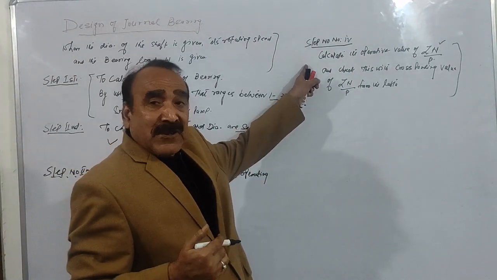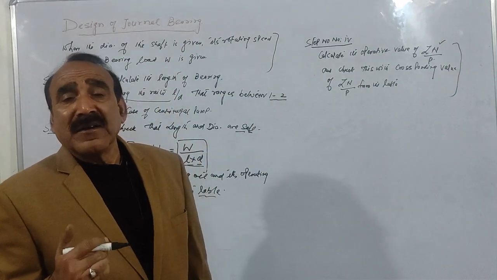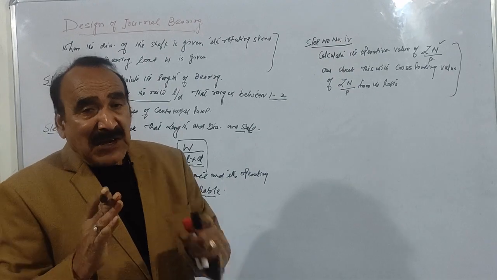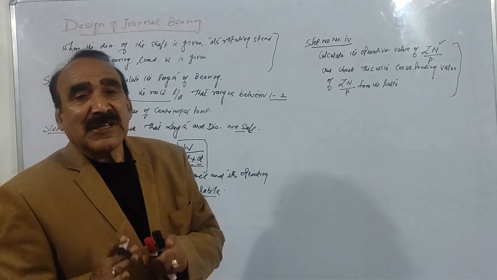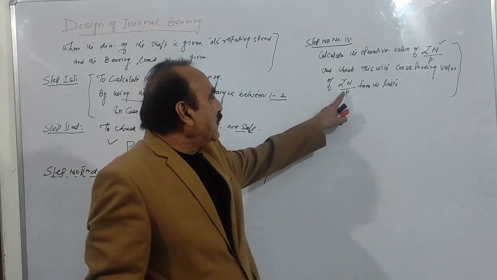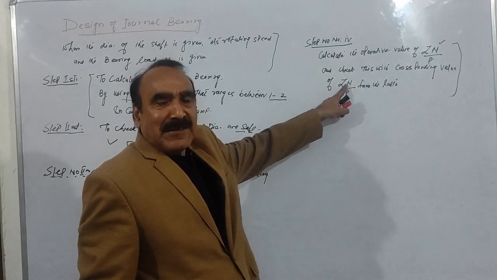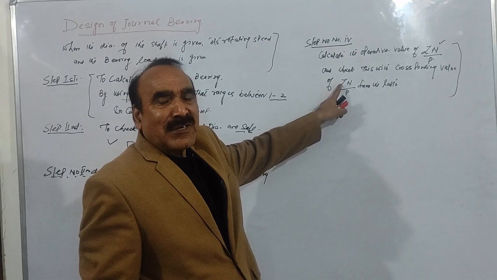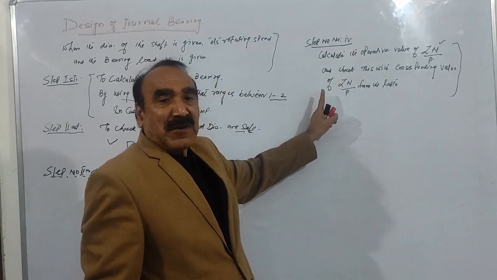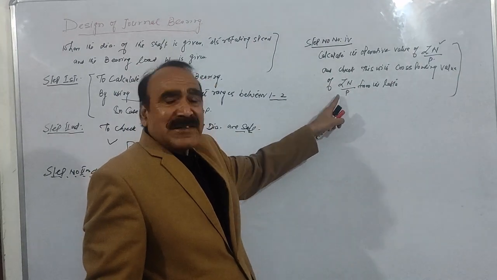So from here, because your bearing should always run in the thick film lubrication. If it will not run in the thick film lubrication, or you can say it will run behind the point of this Zn by P, that is the bearing characteristics number, or you can say the bearing modulus. So behind this number, the bearing modulus. But what is this bearing modulus?